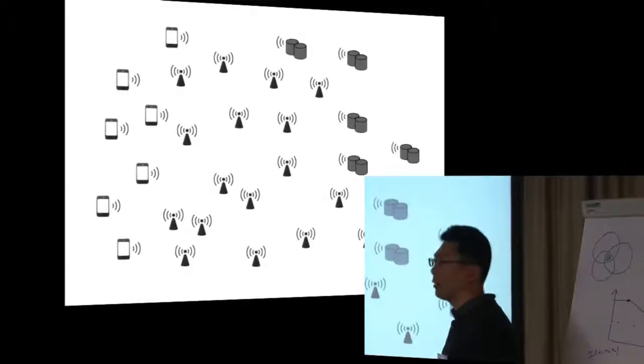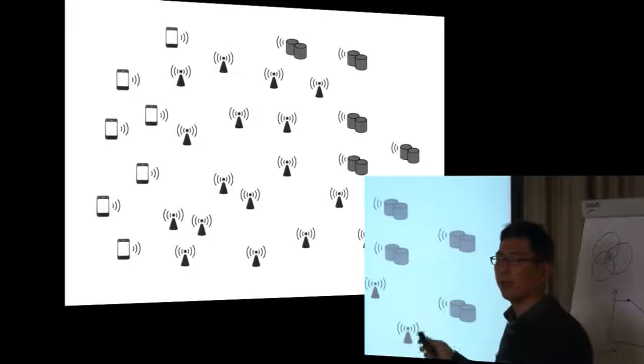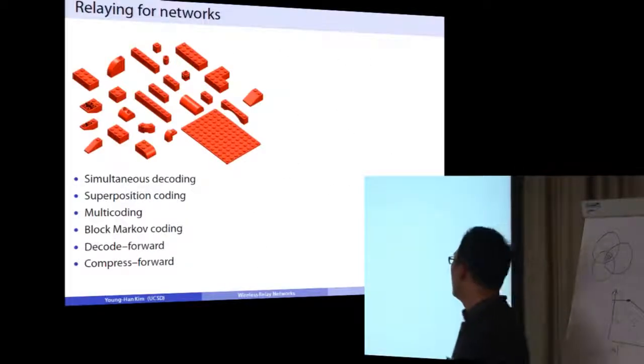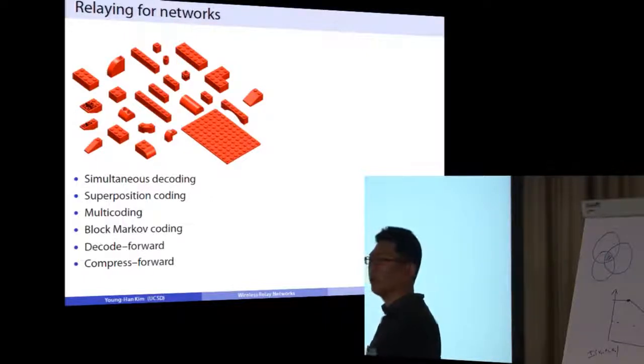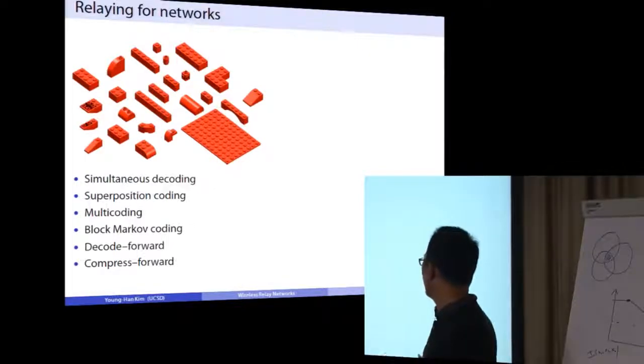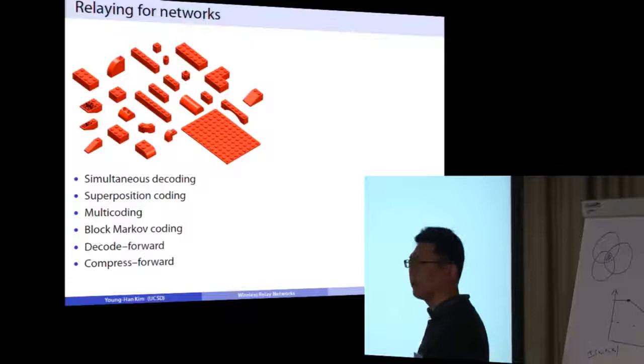Right, so we've been talking about a very simple relay network with simply 3 nodes: a sender, one destination, and 1 relay. And now we are going to talk about something far more complicated with a lot of nodes. So when we talk about relaying for networks, we first think about what are the basic tools we have. In network information theory, there are only a handful of basic tools. One is simultaneous decoding, which is sometimes used to do multi-user sequence detection at the receivers. Superposition coding, we saw multicoding, Block-Markov coding, decode-forward, compress-forward. These are the basic tools we have.